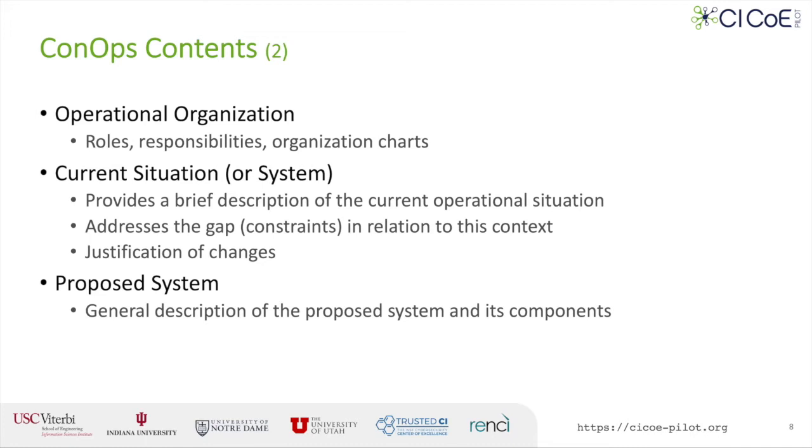And then you start getting into the details of the system. So what are the current systems that you have? Not everybody already has a system, so this applies more to the situation where you have a system and you try to evolve to another system, or you are integrating your system with another system, and so it's going to move to a new architecture, a new integrated system. So you're going to spend one section explaining the current system, provide a brief description of the operational situation, what the gaps and constraints are in relation to this context, and provide a good justification of changes: why you need the changes, what the limitations are.